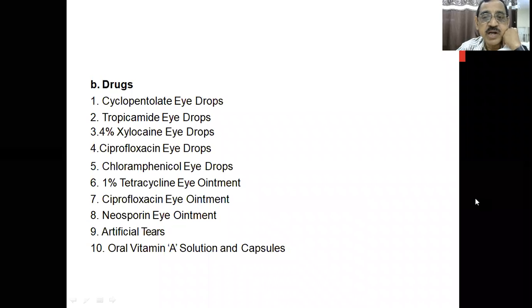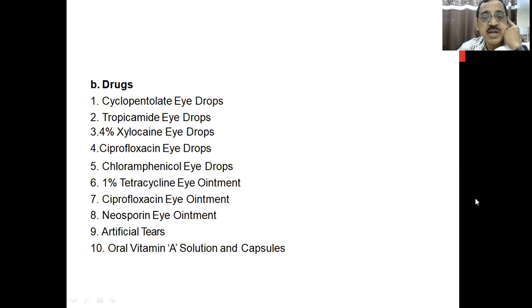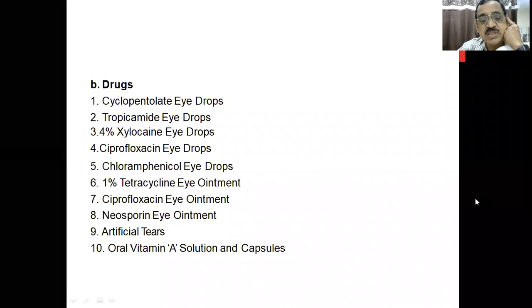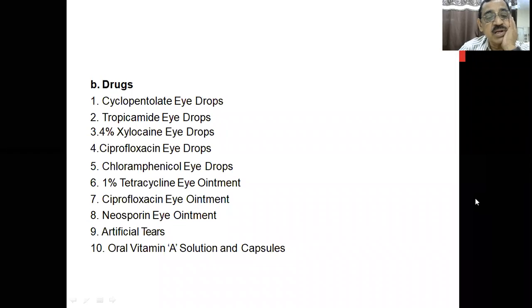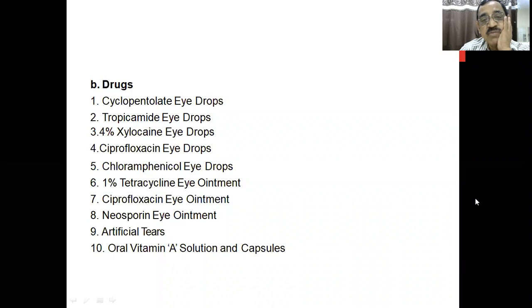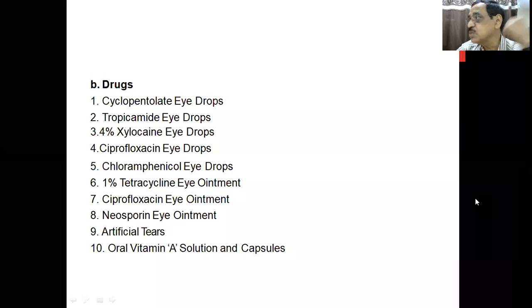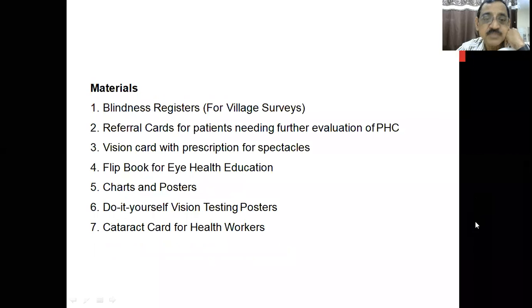The drugs which we provide at the primary health center are cyclopentolate eye drops for inducing cycloplegia, proparacaine eye drops, and xylocaine eye drops for removal of foreign bodies and also for taking intraocular pressure. For milder cases of conjunctivitis you can use antibiotics such as ciprofloxacin, chloramphenicol eye drops, tetracycline eye ointment, ciprofloxacin eye ointment, neosporin eye ointment, and for dry eyes an artificial tear can be given, and oral supplementation of vitamin A solution and also capsules can be given in case you see a xerophthalmia case.